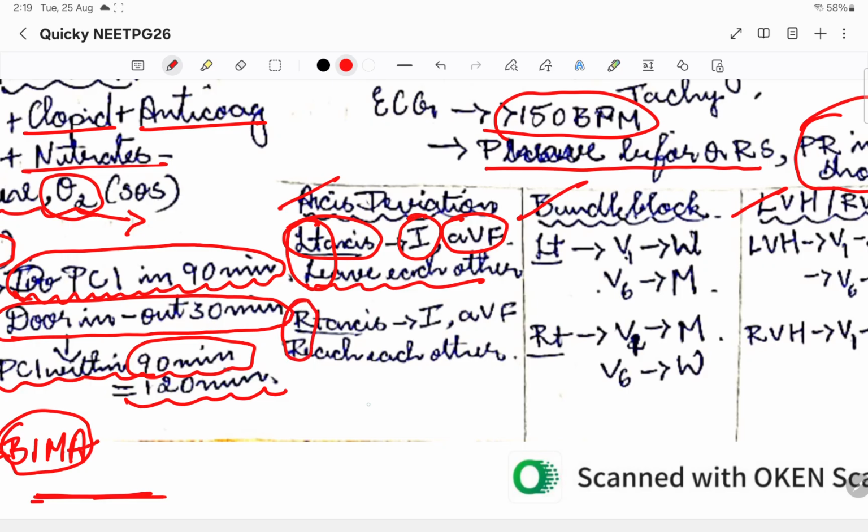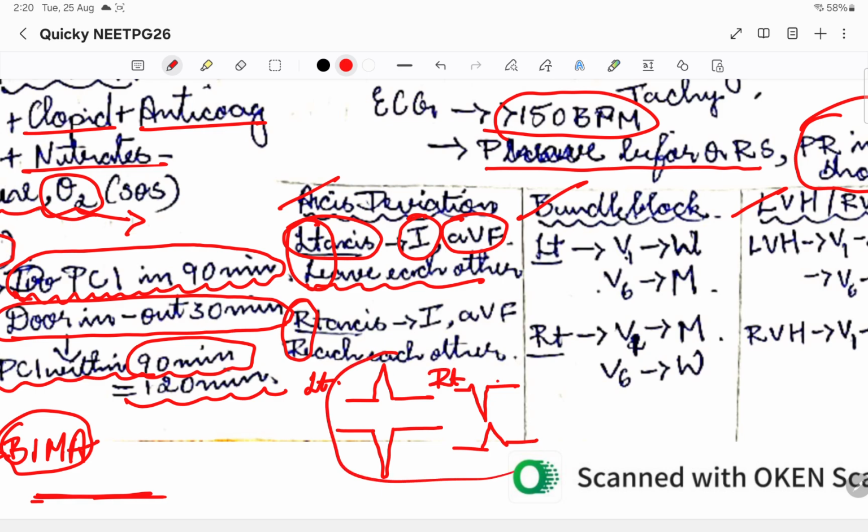If it is left axis, lead I will look like this and aVF will look like this. Whereas in right axis, lead I will look like this and aVF will look like this. So it is reaching each other, right? So this is going to be right axis deviation. This is how you can differentiate between left and right axis deviations.